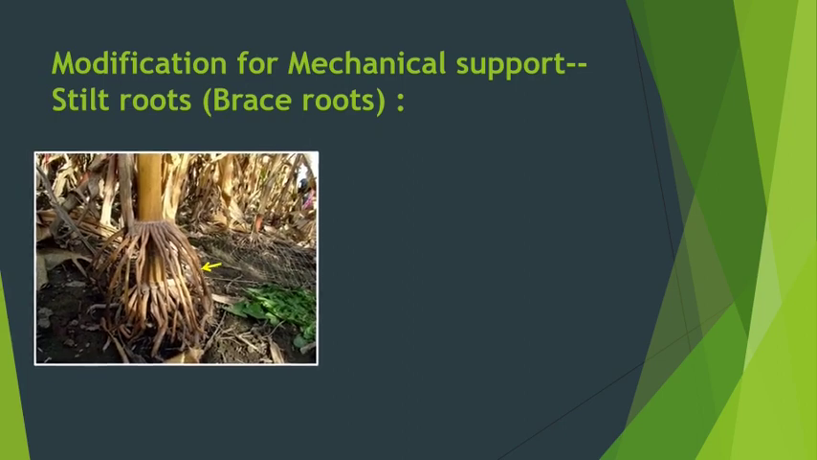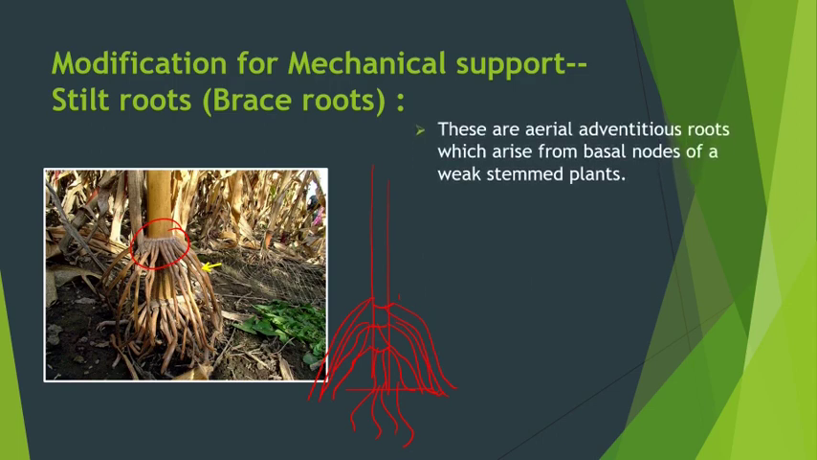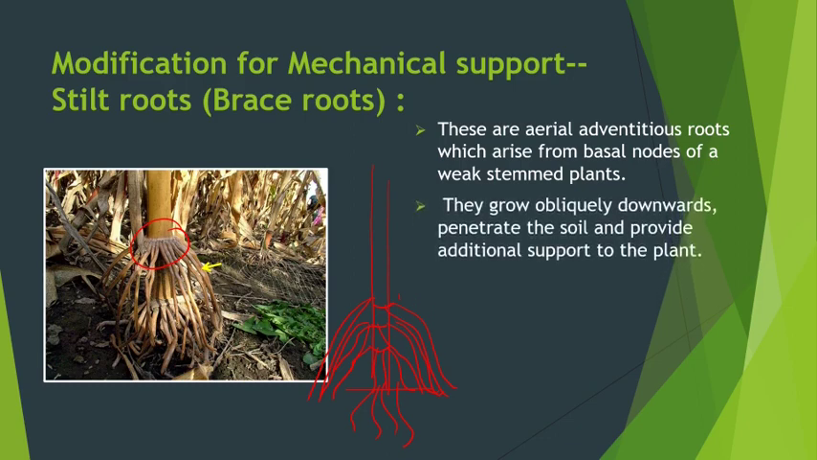In case of maize, sugarcane, you see that the plants grow very, very tall, sometimes 15 feet in height. Below the ground, these tall plants have adventitious roots. These adventitious roots are not capable enough to bear the weight or support this long elongated stem. So towards the basal nodes, you will see here in the picture, a number of roots coming from all directions throughout the circumference of the lower nodes, and they penetrate deep down into the soil, providing extra support to these elongated monocot stems. Such roots are called stilt roots or brace roots. So these are aerial adventitious roots arising from the basal nodes.